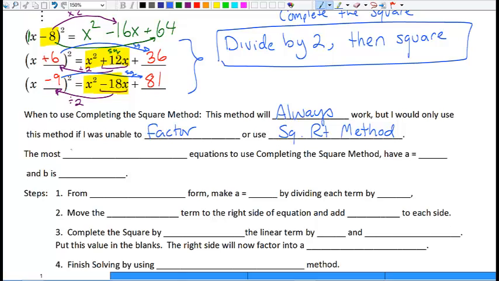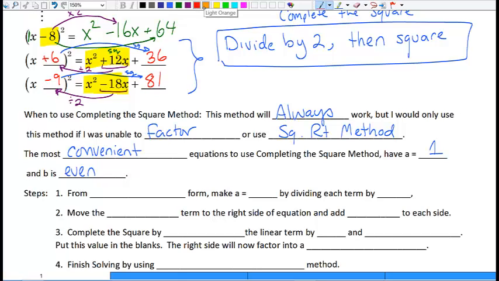Now, the most convenient equations to use completing the square are those where a is equal to 1 and b is even. We'll show you why that is helpful in a little bit, but we always want a to be 1 and b to be even, and then things are going to come out nice and whole. You won't have a lot of fractions in it.